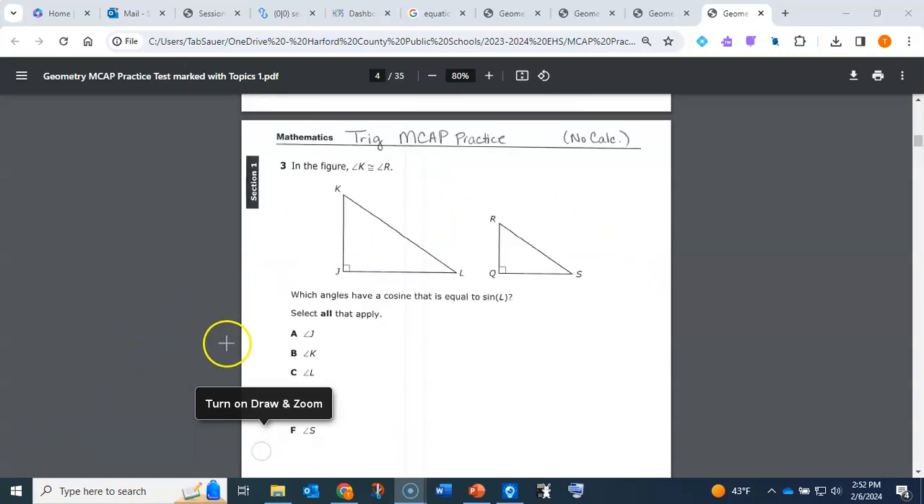For number 3, we are told that angle K and angle R are congruent. And it says, which angles have a cosine that is equal to the sine of L? So this is trig. Remember with trig, we've got SOHCAHTOA. Sine of an angle is opposite over hypotenuse. Cosine of an angle is adjacent over hypotenuse. And tangent of an angle is opposite over adjacent. All right, so it's saying which angles have a cosine that's equal to the sine of L?